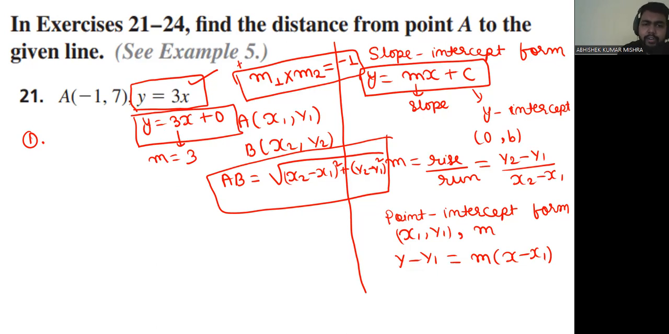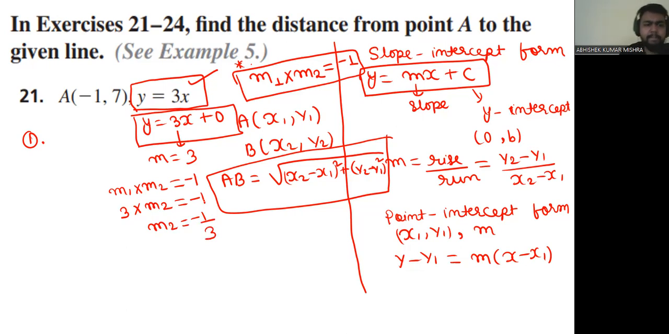So right now I told you, if M1 and M2, if their product is -1, then the lines are perpendicular. So I know my M1 is given. I want to find my M2, and I know if the lines are perpendicular, their product is -1. So here I am going to keep 3, and I want to find M2, that line which would be perpendicular to my given line. And from here I could find M2 is equal to -1/3.